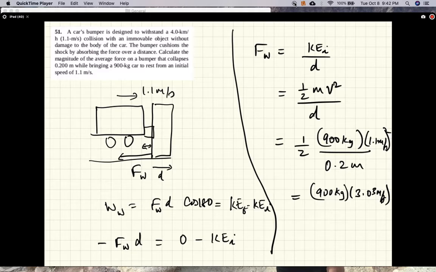And the reason I did that is g is about 10 meters per second squared, and so this is 30% of that. So the force exerted on the bumper is 30% the weight of the car. We can calculate the numerical value here times 900, which gives 2,722 newtons, but what makes more sense is to divide this by 9.8 and multiply by g.